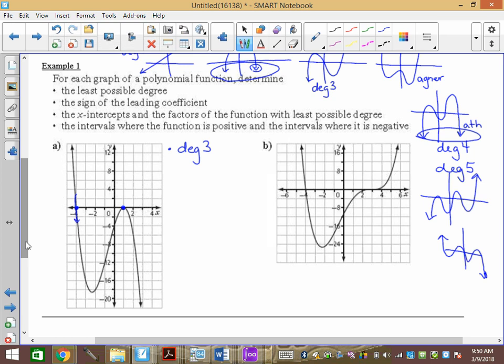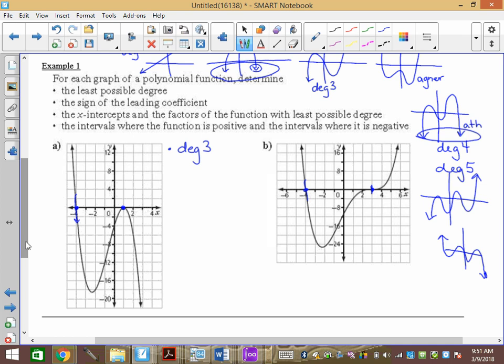We'll just do the degree of it. So, arrows in the same direction. It has to be degree 2 or degree 4 or degree 6 or degree 8 or degree 10, right? Arrows in the same direction. Okay? How many x-intercepts does this one have? The negative 4. How many times does it cross? 1. How many times does it go through the 3 here? 3. So 1 plus 3 is? So what's the least possible degree?